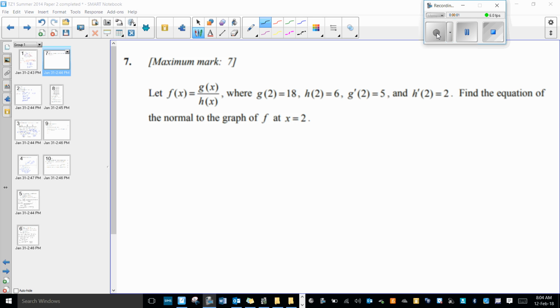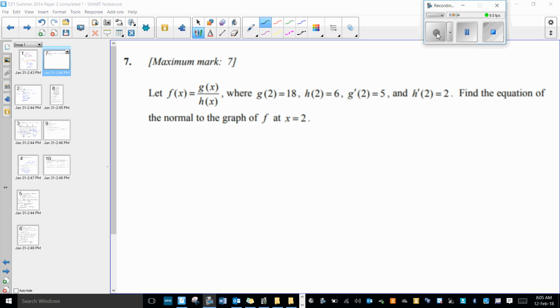So we've been given, remember number 7 is the tricky one. So we've been given f(x) is g(x) over h(x). So we've been told the actual values of g(2) and h(2). And we've been told the values of the derivatives when x is 2 for both g' and h'.